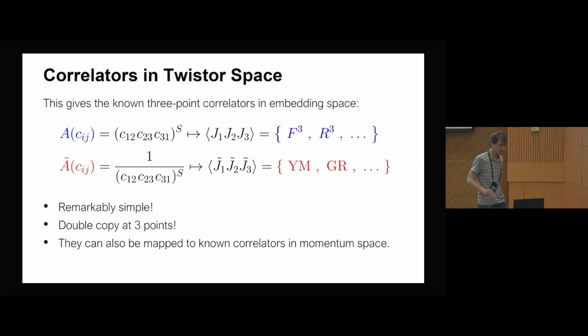And finally, let me mention that these objects in twistor space can also be mapped to known correlators in momentum space via a map called a half Fourier transform, which has also been used to translate scattering amplitudes from momentum to twistor space. I can explain more details about this if you ask me later.